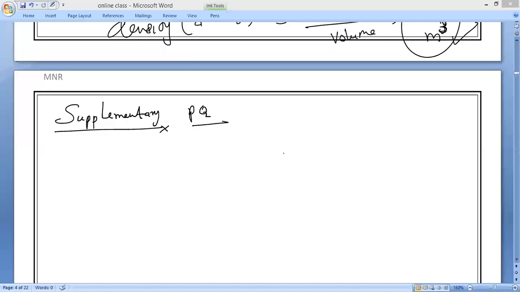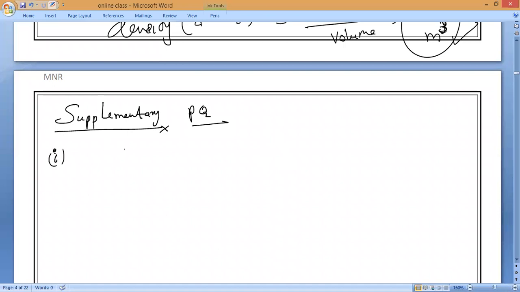Right. Supplementary physical quantities. We have only two supplementary physical quantities. Both of these physical quantities are dimensionless quantities. What do you mean by dimensionless quantities? Once we study what dimensions are, by that time you'll understand.